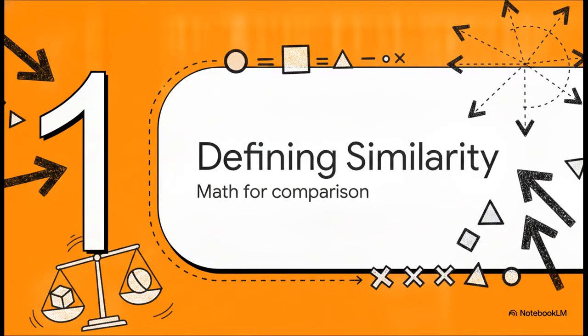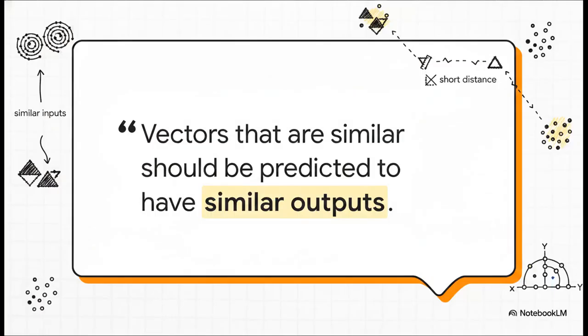Section 1. Defining similarity for machines. Turning objects into comparable math. We need a rigorous, quantifiable way to compare two vectors. So why does this matter? Well, as this quote points out, the entire assumption of predictive machine learning is that similar inputs should yield similar outputs. If a computer can't mathematically calculate similarity, the whole concept of a predictive algorithm just completely breaks down. We desperately need a way to measure the distance between these data points.